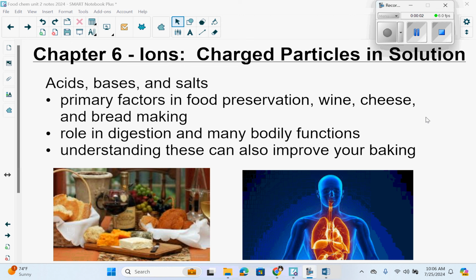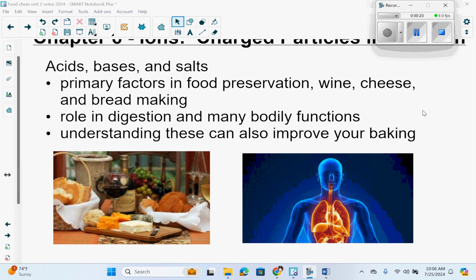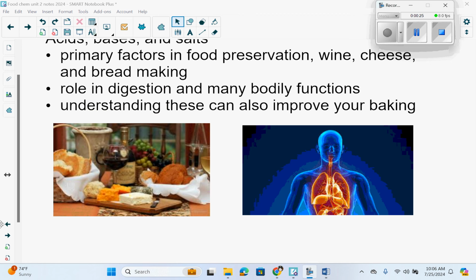This is Food Chemistry Unit 2, Chapter 6, Ions, Charged Particles in Solution. Acids, bases, and salts are primary factors in food preservation, wine, cheese, and bread making. They have a role in digestion and many bodily functions. Understanding these can also improve your baking.